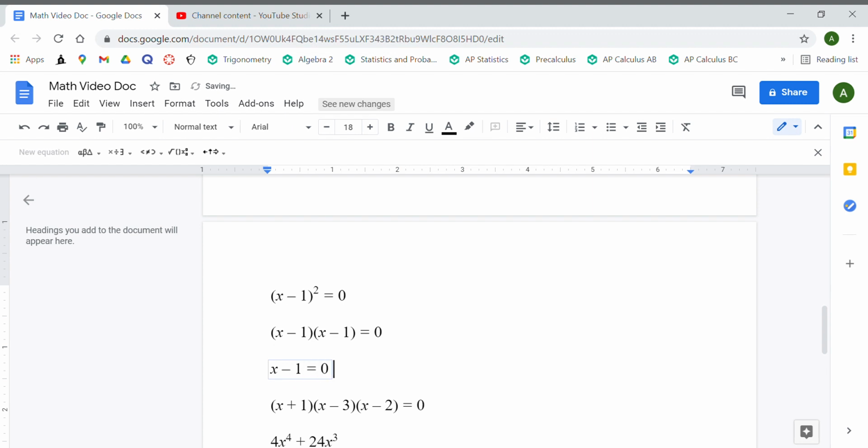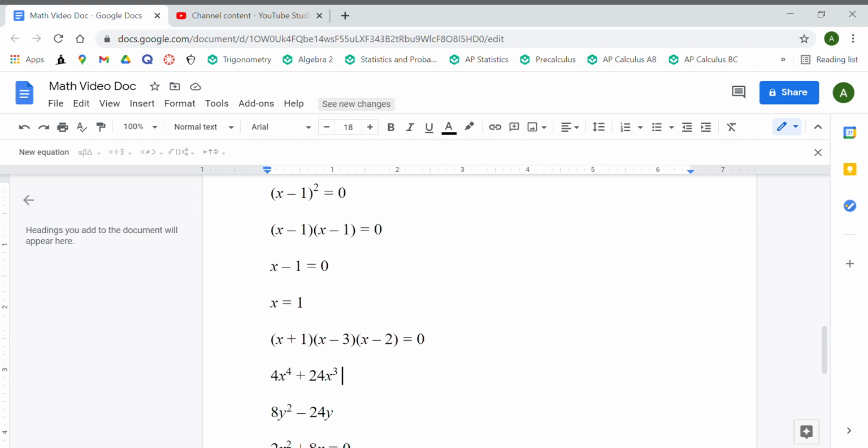And so if we have a square, cube, or some other power of a binomial in the form x plus or minus a constant, then you really just got one chunk to solve. So that makes it less work. So we just say x equals 1 here. And that's our only solution to the equation. Alright?